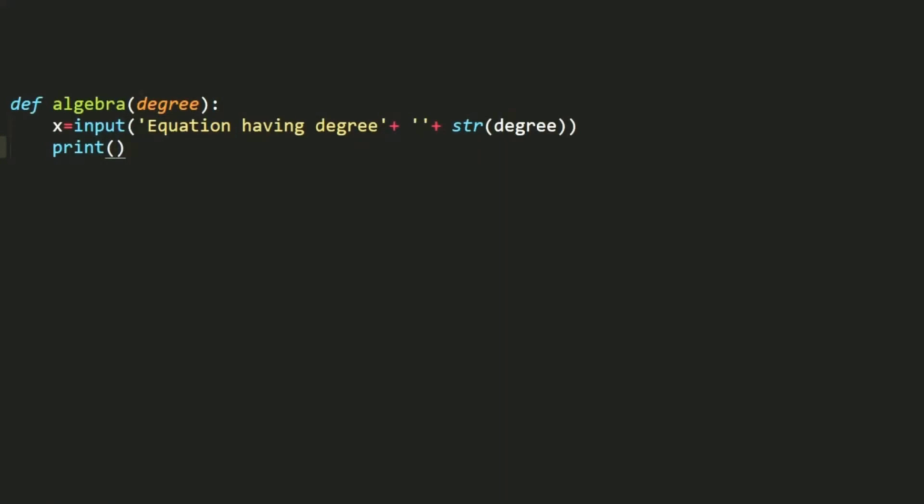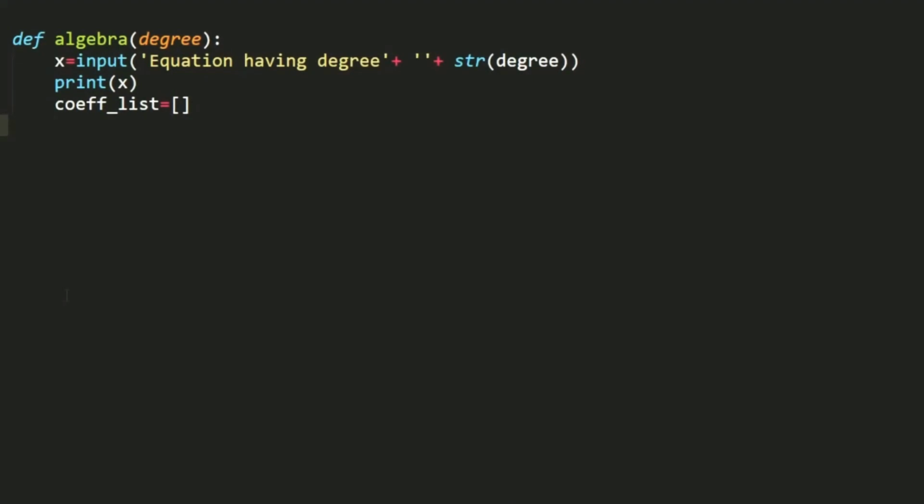Okay, and then print x. We need a list of coefficients, a coefficient list, and a list of powers, like maybe an equation like x power 8, 7 power, 6 power, 5 power, 4 power, 3 power, 2 power, 1 power, 0 power. And then we have related coefficients to that list.